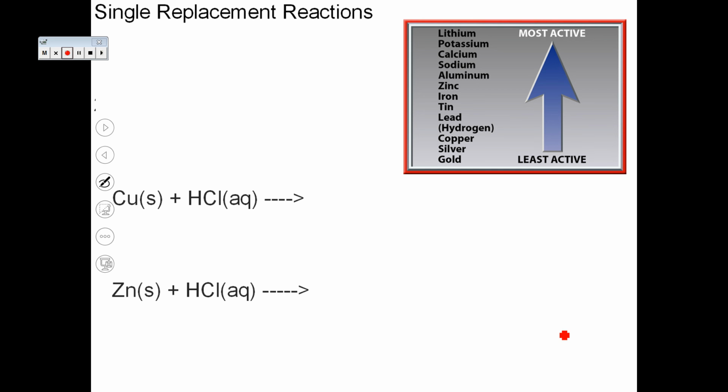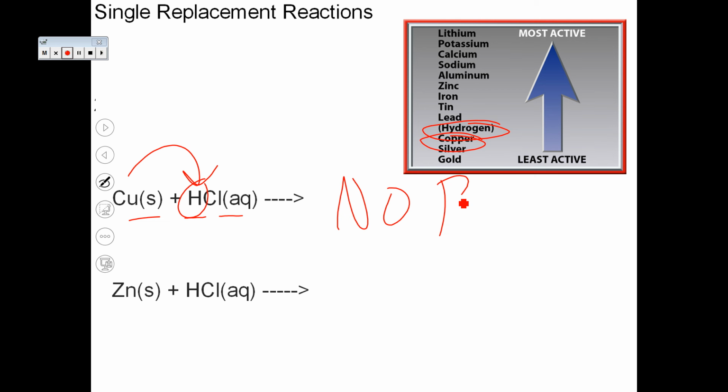Let's do another one. So we have copper plus HCl. Here, hydrogen is not a metal, but it is a cation, so copper is going to replace that hydrogen. You look over here, hydrogen is here, copper is below it. So this reaction will be no action because copper is not strong enough to break apart HCl.